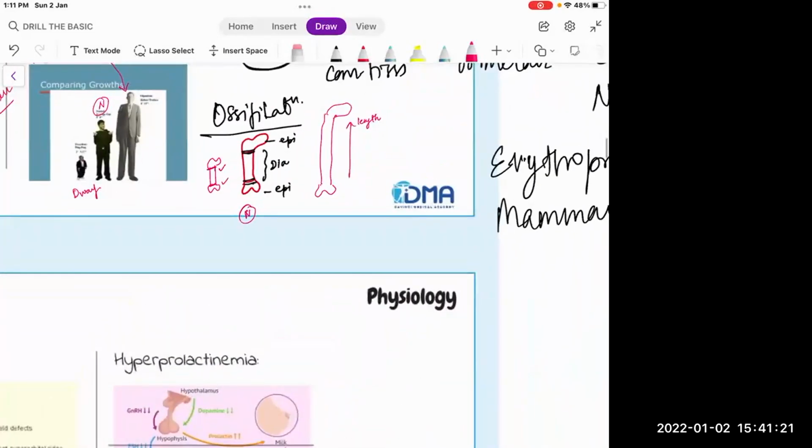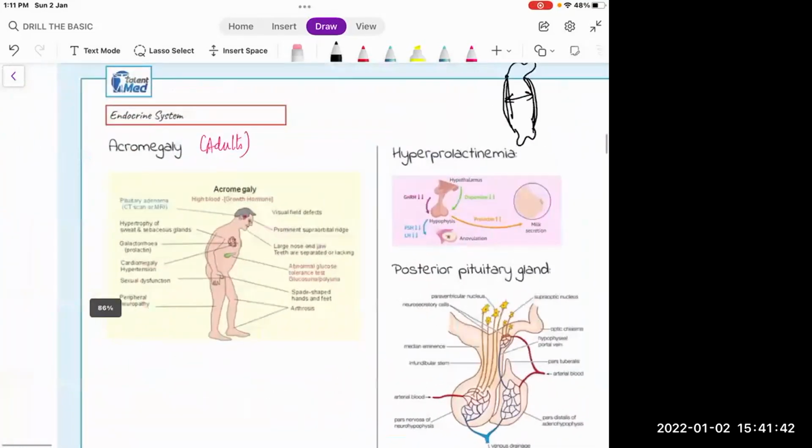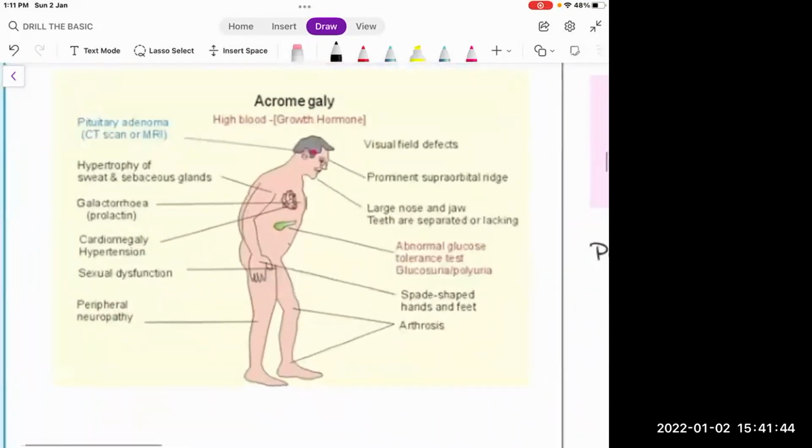So what will happen here is the epiphysis has fused with the diaphysis, so the person cannot increase the length of the bone, but instead the thickness of the bones will be increased. So the bone thickness is increased. That is the condition called acromegaly.